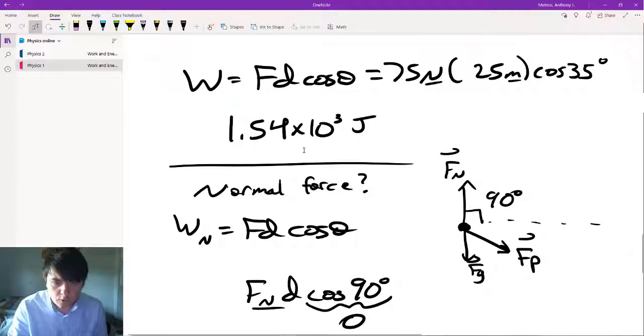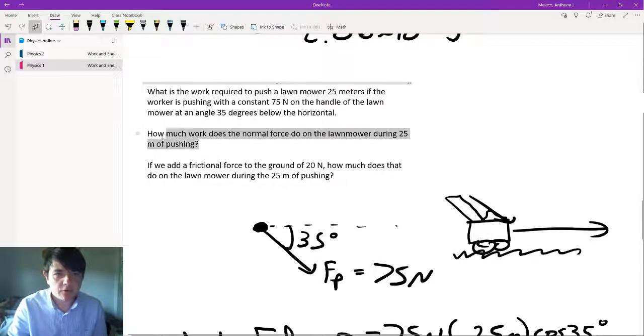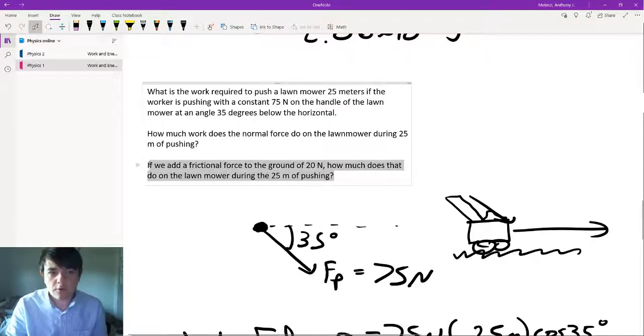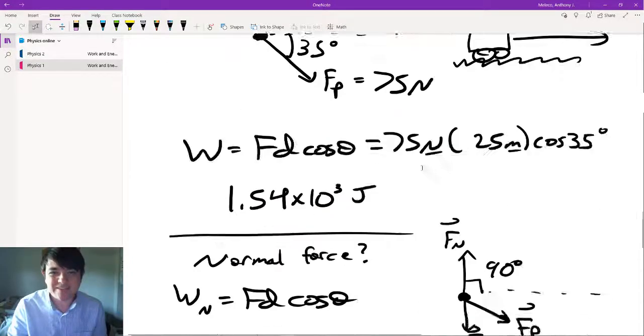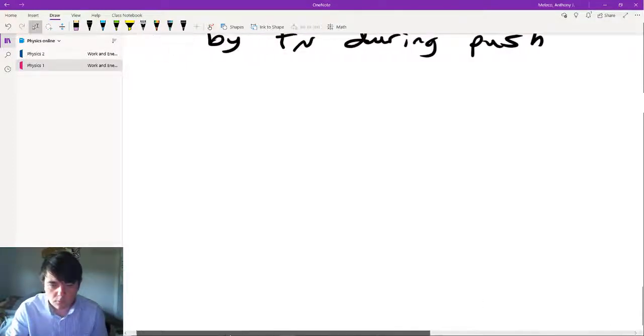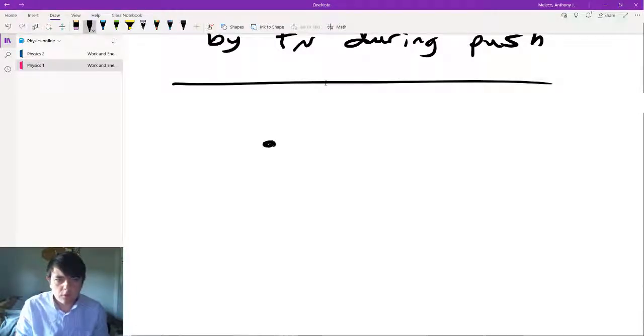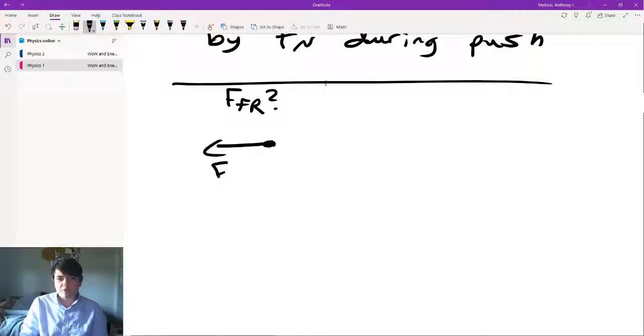So, where am I at? Right. We need to do the next part. Okay, so we did this normal force. How much work does it do on the lawnmower? Nothing. So now let's talk about the frictional force. Okay, so if we add a frictional force to the ground of 20 newtons, how much work does that do? Okay. So we got a frictional force here. So force of friction. So friction points in the opposite direction, if you remember, right? It is opposite to the motion, and the motion is to the right. It would point to the left.